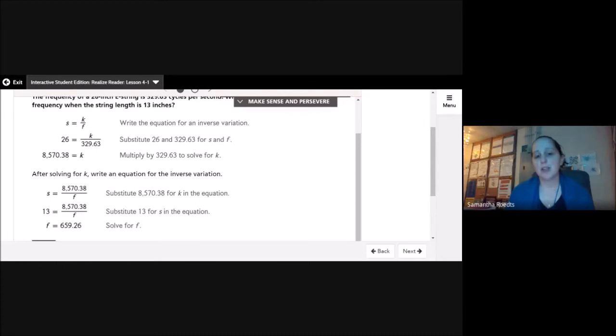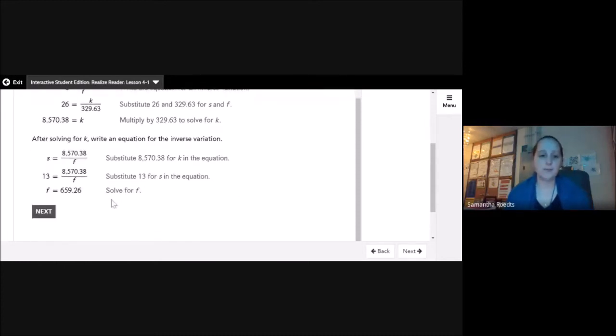So I substitute in 8,570.38 for K in the equation. And then I substitute in 13 for S. So I get F equals 659.26. So the frequency of a 13-inch string is 659.26 cycles per second.